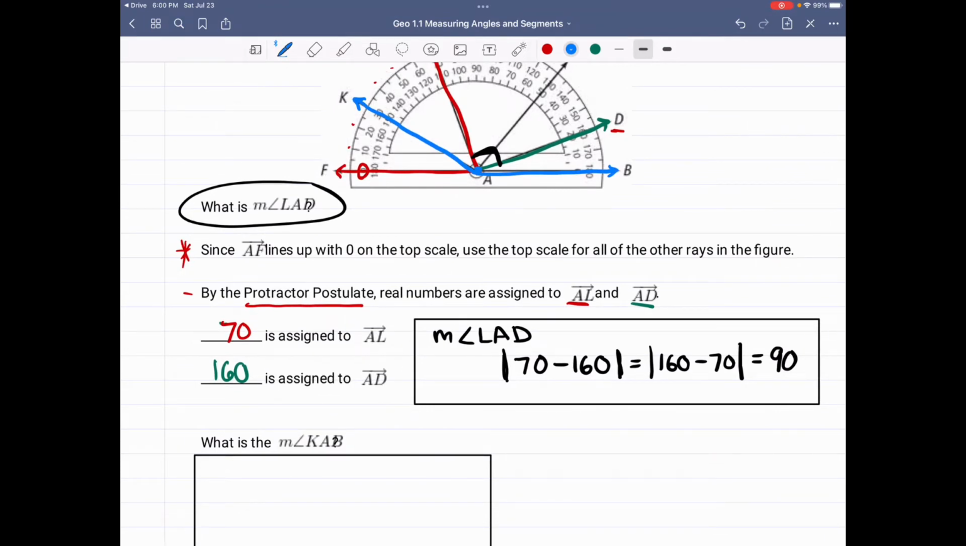So from KA, that ray is equal to 30. That's the assigned. And BA is at 180 degrees. And so we can just take the absolute value of 30 minus 180, or you can do 180 minus 30, and either way you get 150. So this angle measurement is 150 degrees.